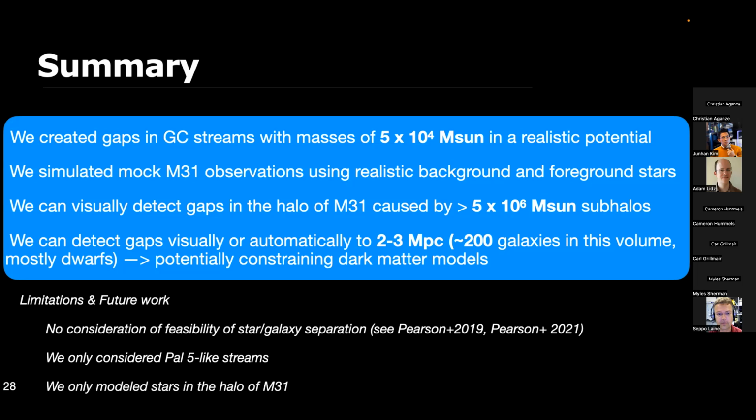And then we think we can visually detect, at least in Andromeda, gaps from anything that's like 5×10^6 solar masses. That's good because that's where different dark matter models predict different numbers of subhalos. And if we move to larger distances, maybe we can see this within 2 or 3 megaparsecs. That's around 200 galaxies in this volume, mostly dwarf galaxies, but this could be potentially constraining once you actually have the samples.